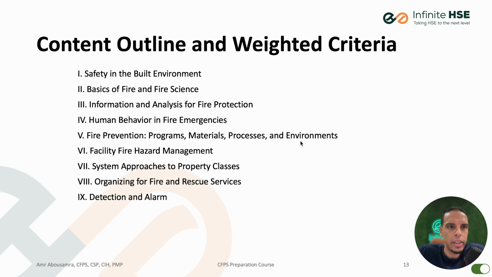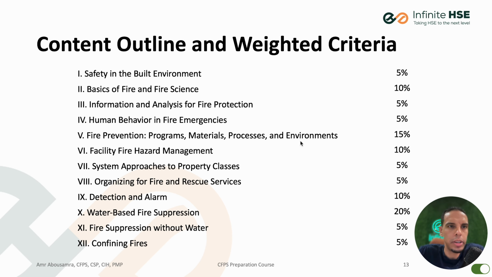So as we agreed, the exam will be on the Fire Protection Handbook in certain topics. We have around 3,400 pages and 21 sections, but the exam will not cover all of this information. There is some content area and weighted criteria. What is the content area, or the content outline, and weighted criteria?